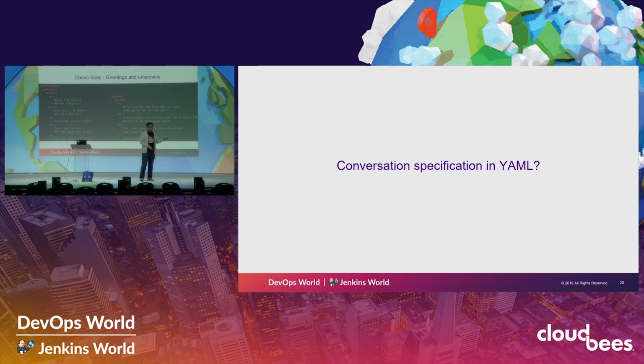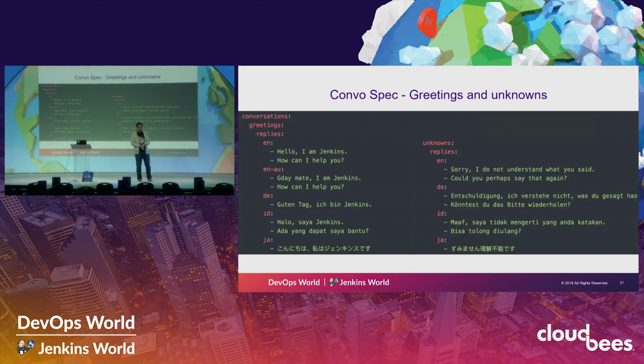Other than the conversations, the specification actually defines some metadata as well, and they're pretty much identical to OpenAPI, if you're familiar with OpenAPI or Swagger. So I'm just going to jump to the conversation layer. So on the left here, I define a set of greeting replies. So this is what Jenkins will say, and you can specify, let's say in English, it says, hello, I am Jenkins, how can I help you? But then in the EN-AU locale, I'll just say, good day, I'm Jenkins, how can I help you? And German version is Guten Tag, ich bin Jenkins.